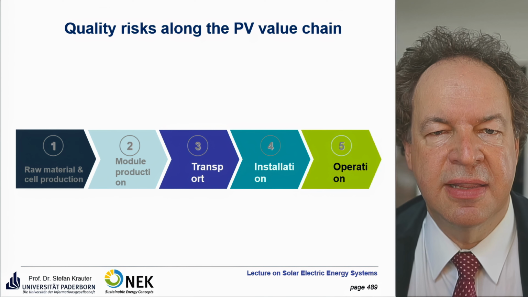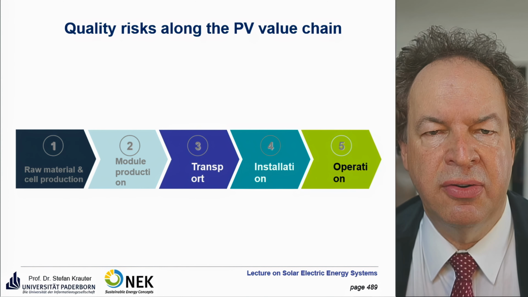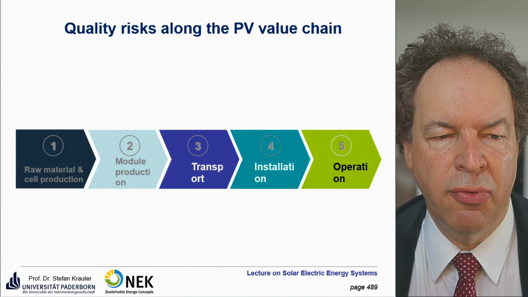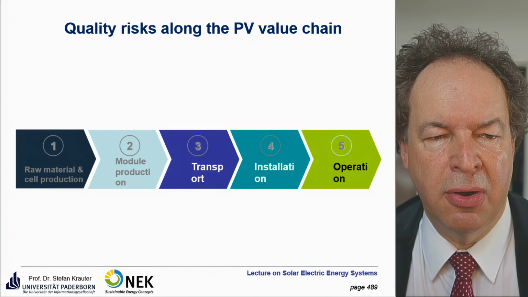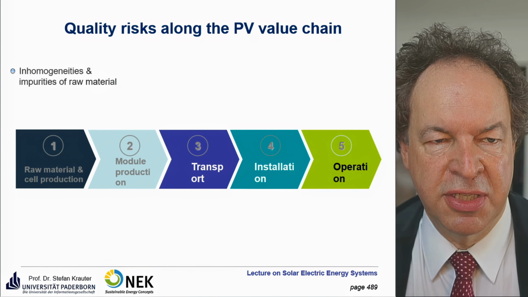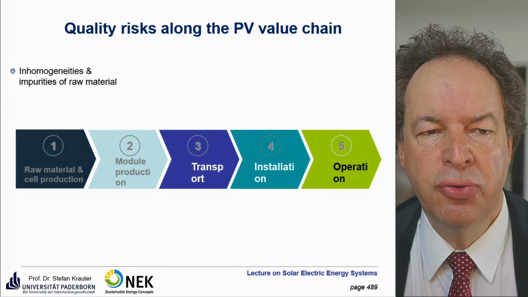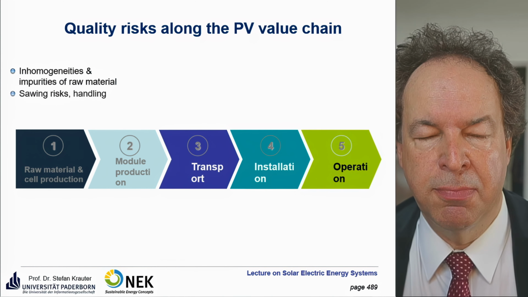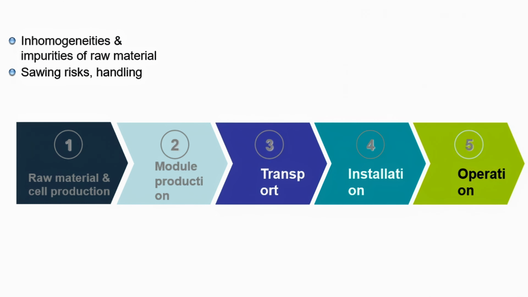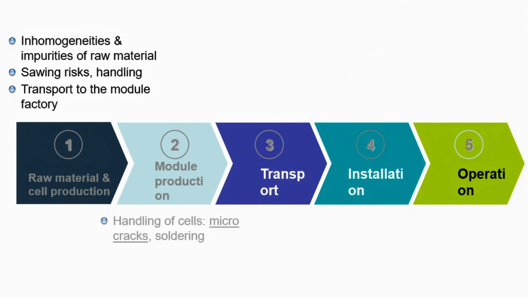Let's take a look at the entire value chain of a PV module. So we have the raw materials. There could already be some quality problems, for example, inhomogeneities or impurities of the raw material. There could be some damage during sawing or handling of the wafers later on. And the transport of the wafers to the module factory could already pose some problems.